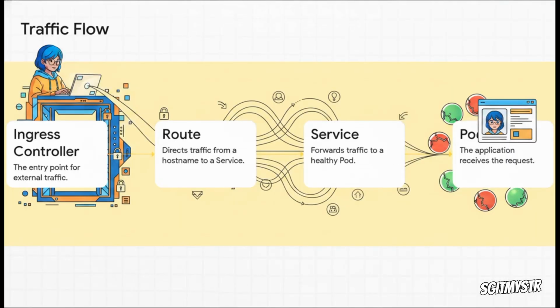So let's actually trace a request from start to finish. A user types your app's URL into their browser. That request first hits the cluster's ingress controller. That's the main traffic cop, the front door for everything coming in. The controller looks at the host name and says, aha, I know where this goes, and passes the request to the correct route. The route then points it to the right service. And finally, the service forwards that traffic to one of the available healthy pods. And boom, your application code gets the request. It's just a clean, reliable, and totally scalable journey.